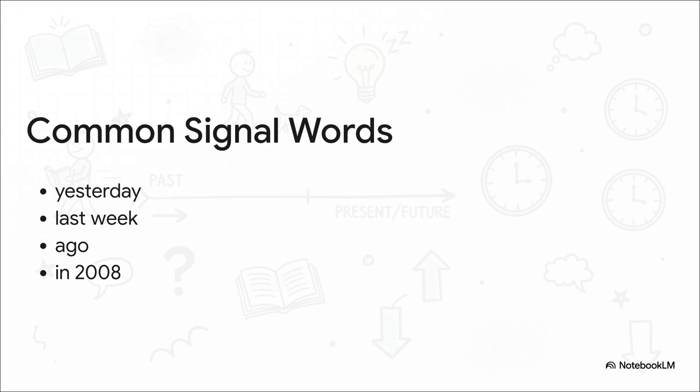Let's methodically list out some of these specific signal words. Yesterday, last week, ago, and in 2008. Every single one of these phrases acts as an undeniable context clue. Think about it. If a sentence contains the word yesterday, it's logically impossible for the action to be happening right now. They lock the sentence into the reality that the event has already happened.